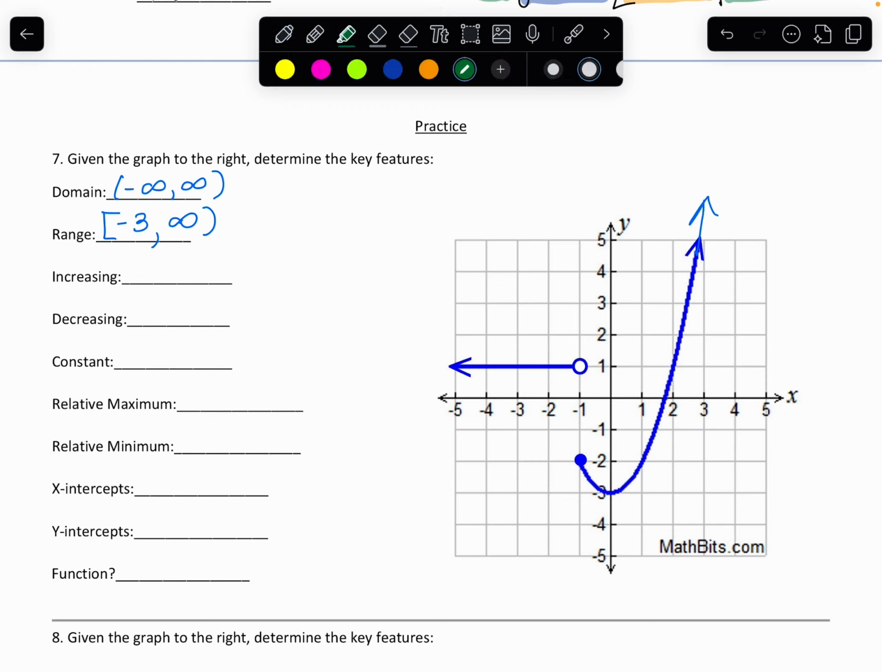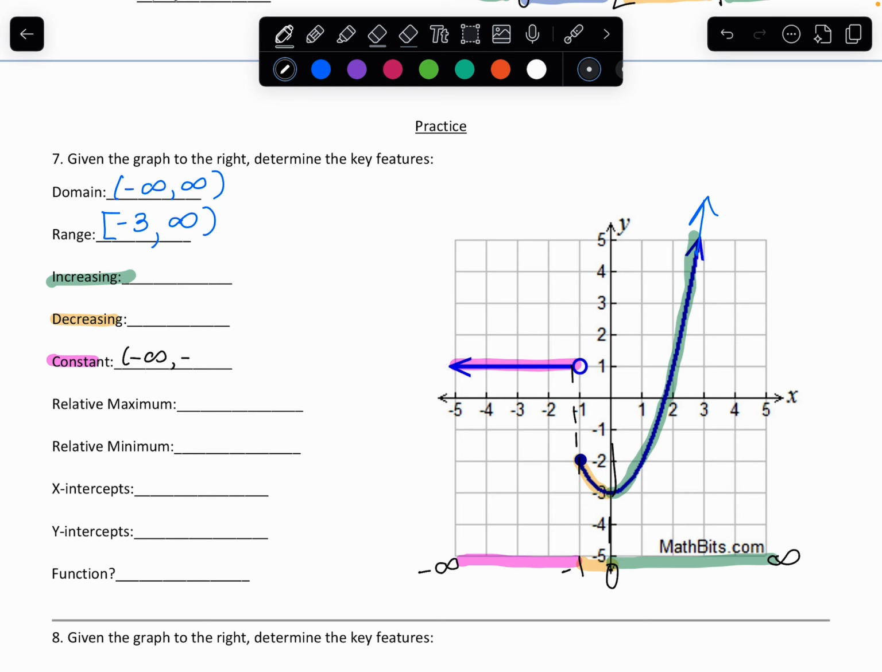We are increasing here. We are decreasing where our graph is going down here. And we are constant, I'll use the color pink, where our graph is flat here. And so we're at -1, 0. We start at negative infinity and we end at infinity. And so I'm going to bring those colors over to get my increasing, decreasing, and constant intervals.